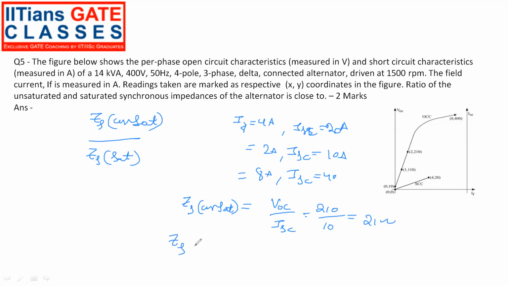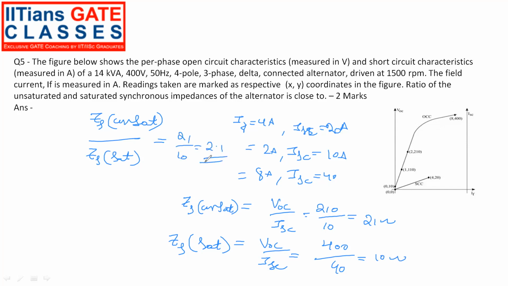Similarly for ZS saturated, same VOC by ISC. For ZS saturated, we have to consider the non-linear portion. So this point you have to take. VOC is 400 for a field current of 8 amps. For 8 amps field current, the short circuit current is 40 amps. So this is 10 ohms. So now the ratio ZS unsaturated by ZS saturated equals 21 by 10 equals 2.1.